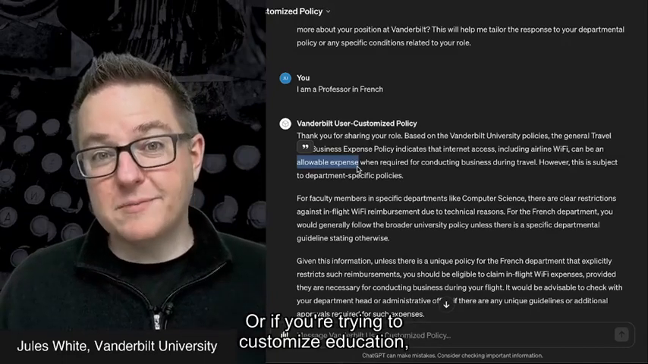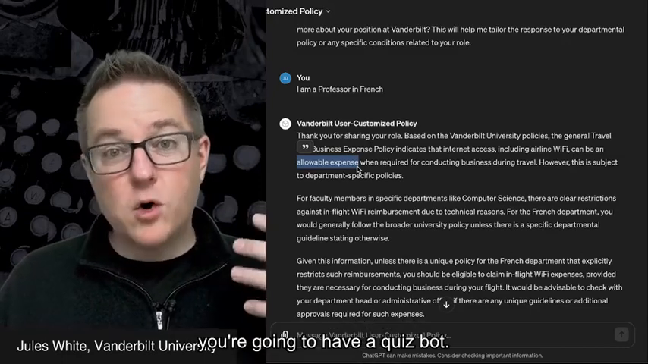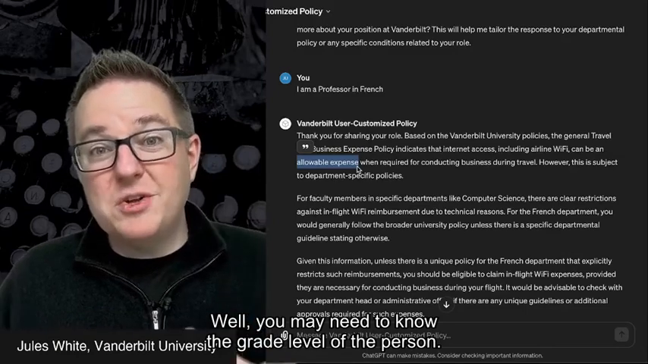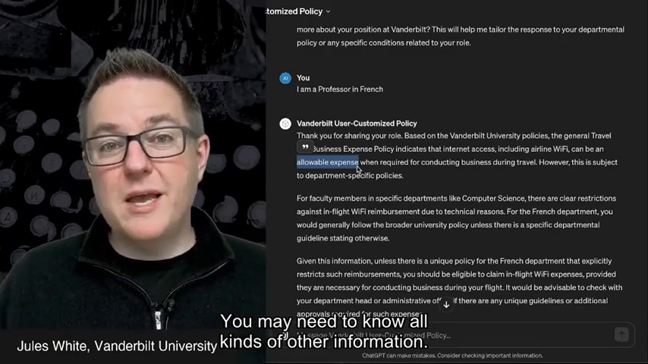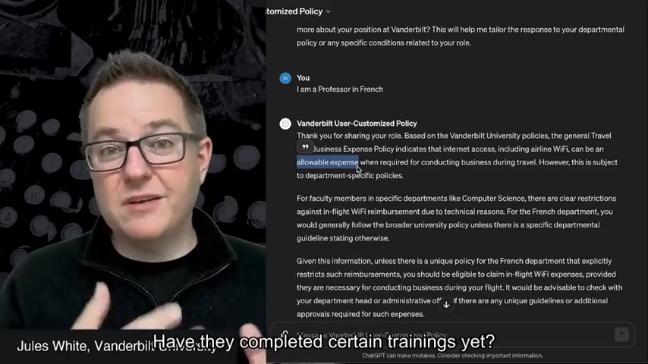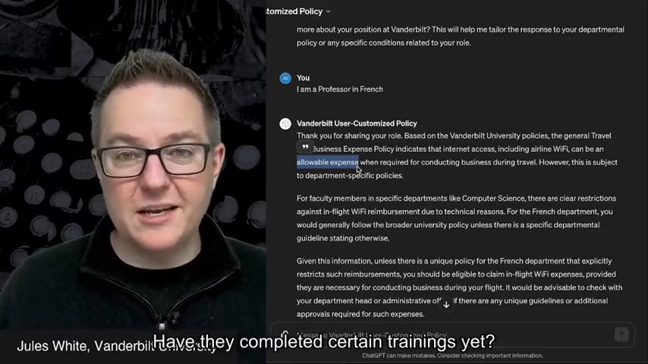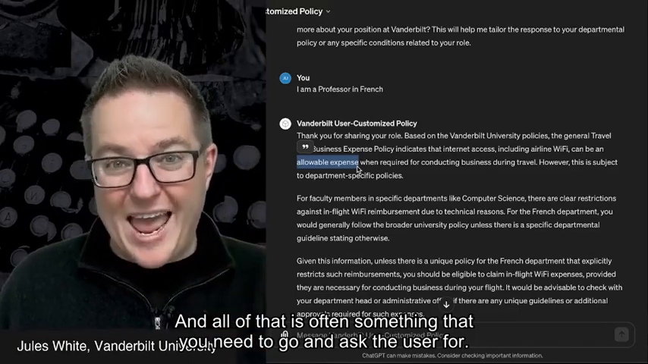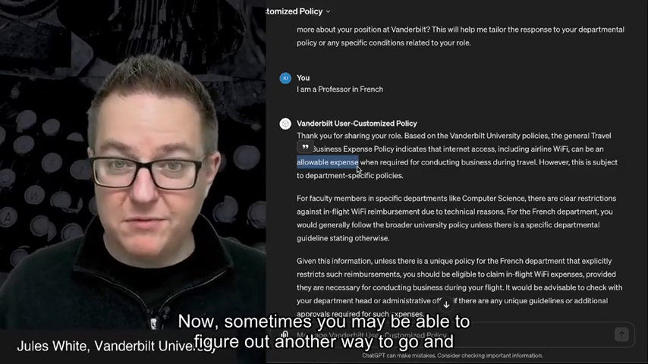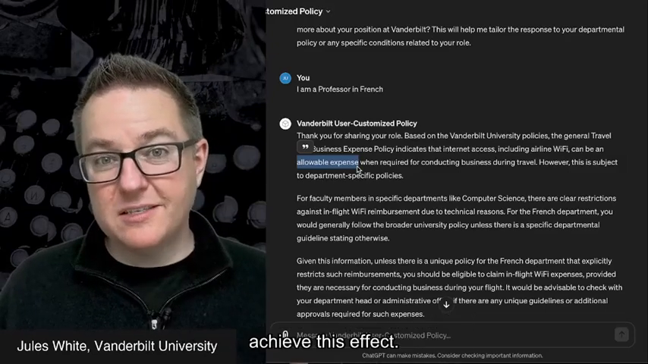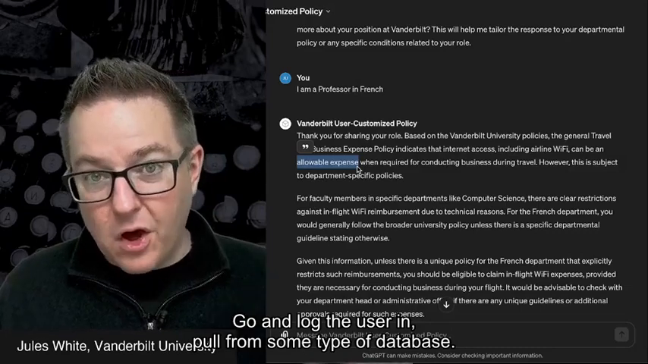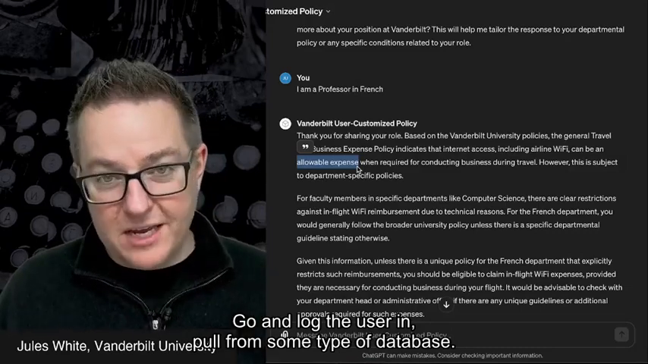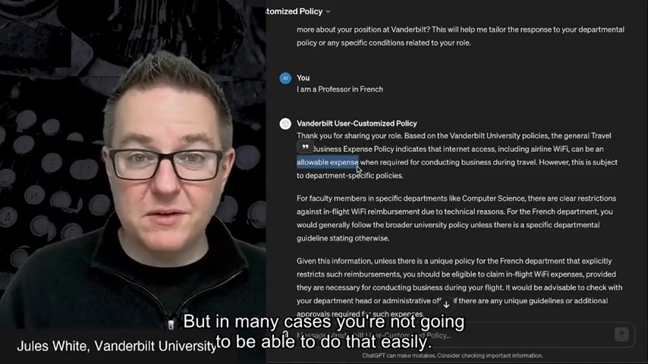Or if you're trying to customize education, and you're going to have a quiz bot, you may need to know the grade level of the person. You may need to know all kinds of other information. Have they completed certain trainings yet? And all of that is often something that you need to ask the user for. Now, sometimes you may be able to figure out another way to achieve this effect, like logging the user in and pulling from some type of database, but in many cases, you're not going to be able to do that easily.